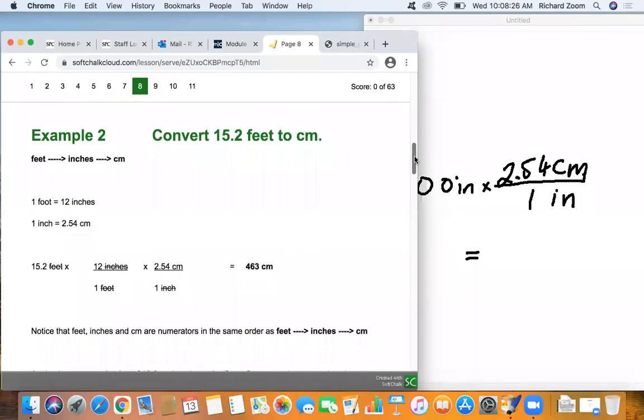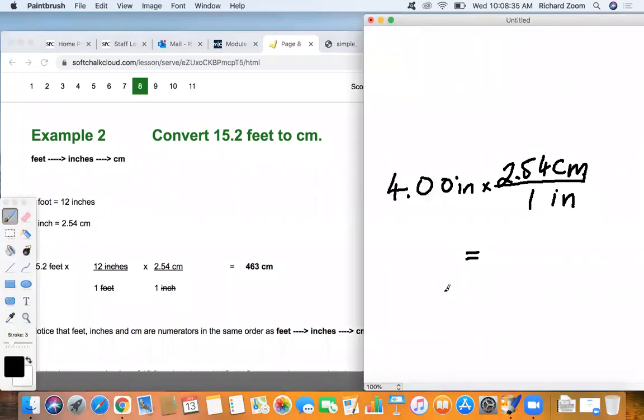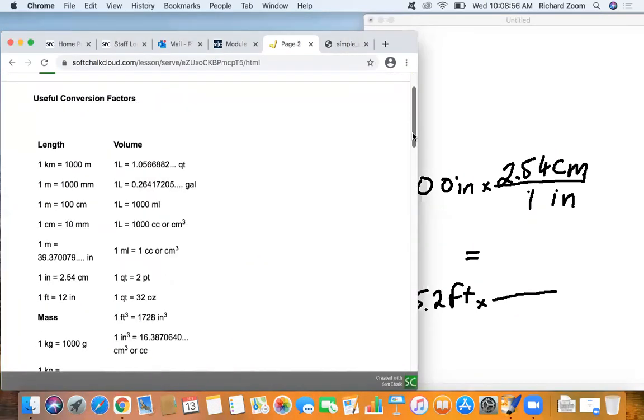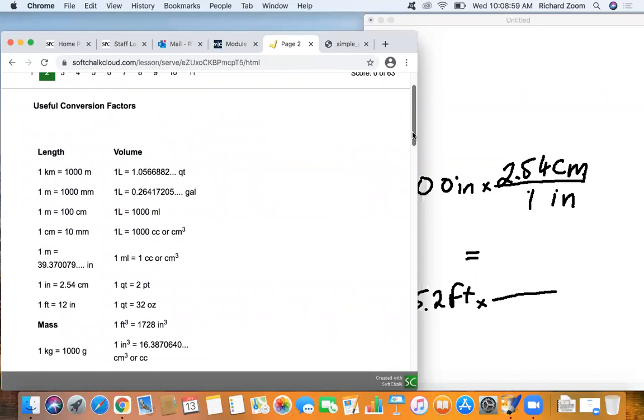All right, so let's look at something where we do have to do more than one conversion. The way I would handle that, if we were doing 15.2 feet to centimeters, is I might look at the conversions first and see if there is a direct conversion that allows us to go from feet to centimeters. When I look at all these lengths here, I don't see any way to go directly from feet to centimeters. So what I know I need to do is look for something that links feet and centimeters.